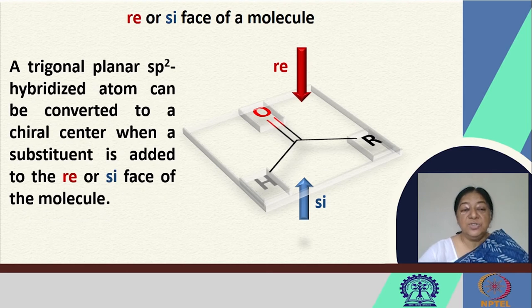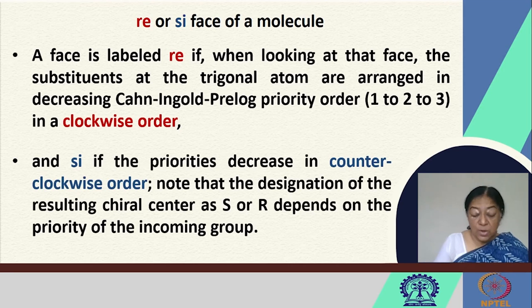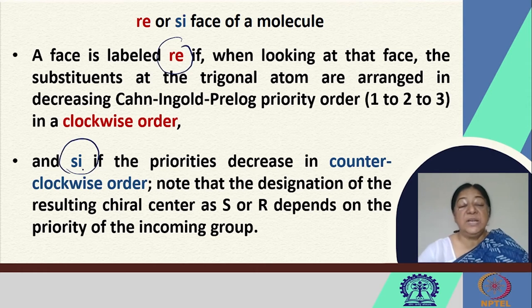So the trigonal planar atom can now be converted to a chiral center when we have the substituents attacked from either face. So if we look at how they are labeled, when we look at the face, the substituents at the trigonal atom are arranged in decreasing priority order, that's 1 to 2 to 3, in a clockwise manner, then we have the Re face. And if they are arranged in an anti-clockwise manner, then we would have the Si face.